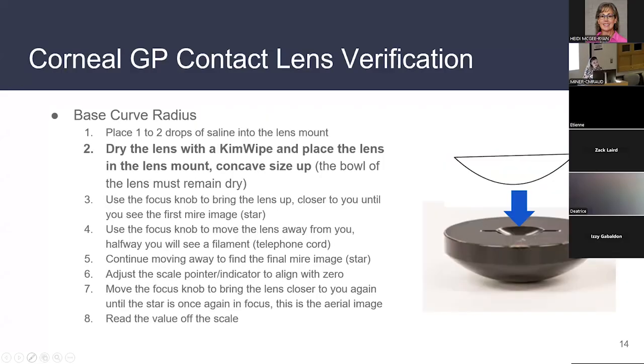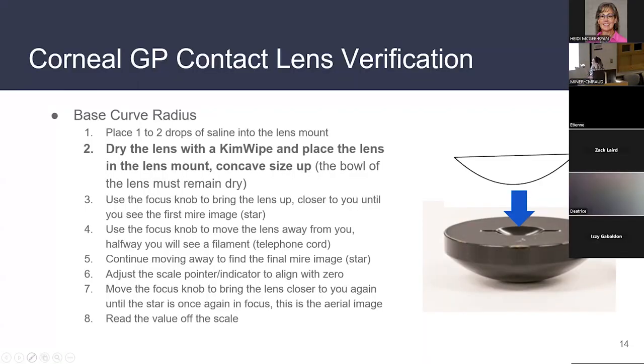Then what you're going to do is dry your lens off with a Kim wipe again. You want it nice and dry. And you're going to place the lens into the little divot in your lens mount that you've placed the solution in. You want to be careful to keep the solution out of the bowl of the lens, and you just want it to stay in the base of the lens mount. Once you've done this, you place your lens mount on the stage, and now we're getting started.